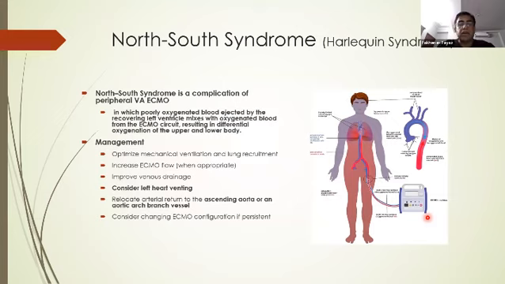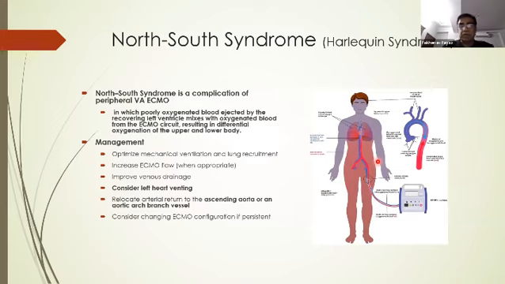Now, coming to one unique complication which happens only with peripheral VA ECMO. This is called North-South syndrome or the Harlequin syndrome. Basically, what happens is that if the heart has recovered and the lungs have not recovered, the heart starts ejection, and then there is an amount of blood which is passing through the heart, going through the diseased lungs, and we know that the lungs have not recovered. So what will happen is that the upper part of the body will be cyanosed, and the lower part of the body will be perfused by the ECMO circuit through the peripheral cannulation site. So the lower body will be pink, and the upper body will be cyanosed. This is called north-south syndrome, and it basically shows that the heart has recovered, but the lungs have not recovered.